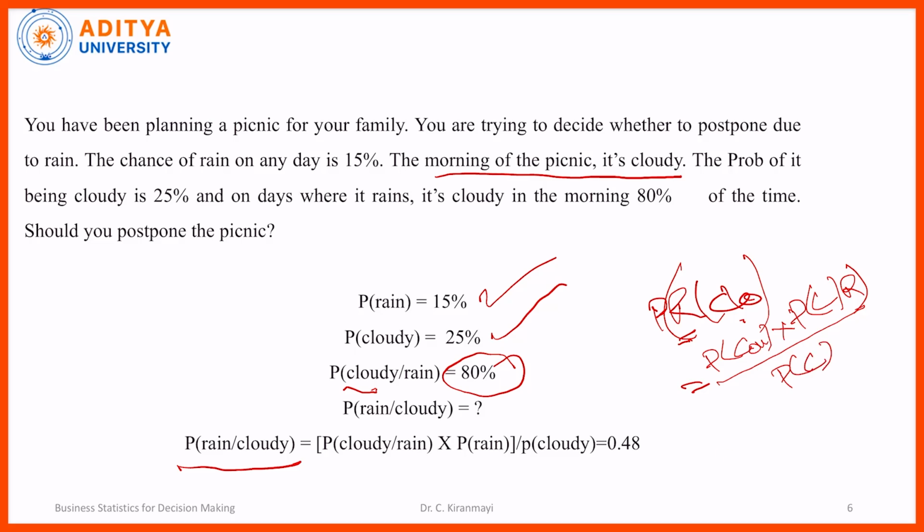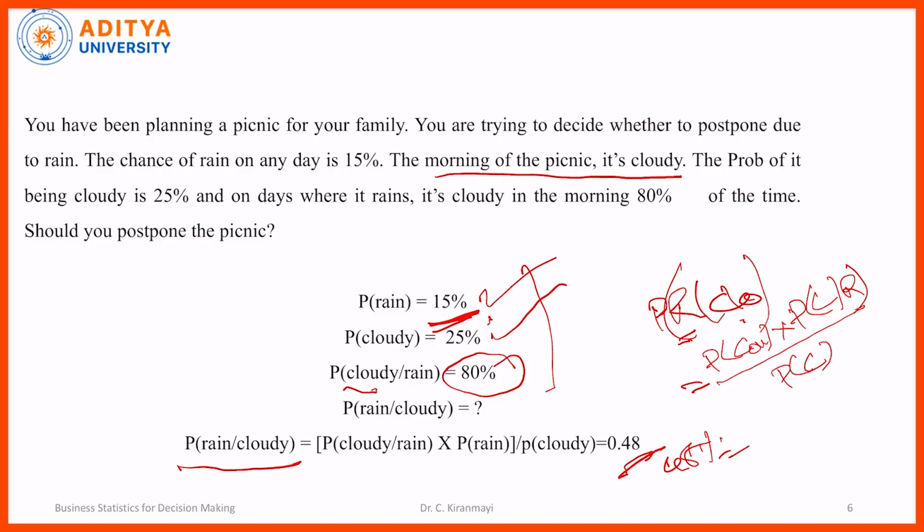And if we substitute all these values in this formula, we are going to get 48%. It means that there are 48% chances that if a day is a cloudy day, it is going to be a rainy day. But initially, if we look at the chances of a day being a rainy day, it is only 15%. Now we have added a new evidence.